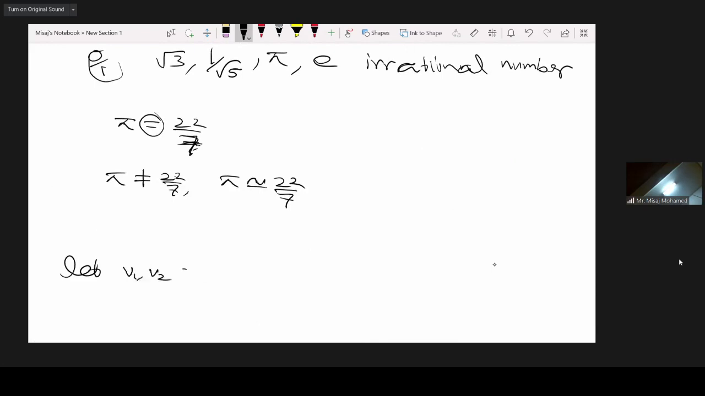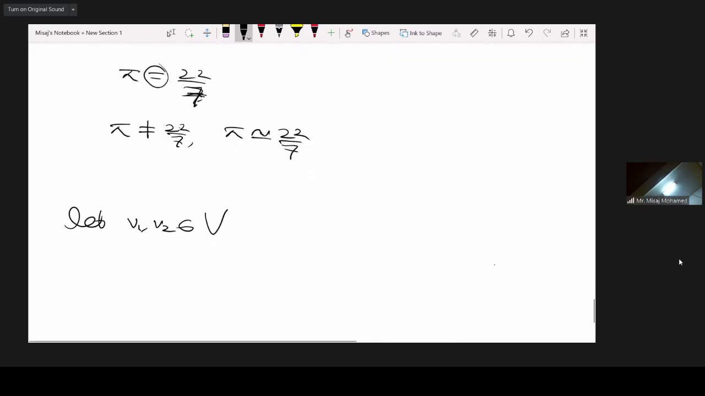So let us take v1, v2 from V. Then v1 can be defined as a1 plus root 2 b1, and v2 is equal to a2 plus root 2 b2.